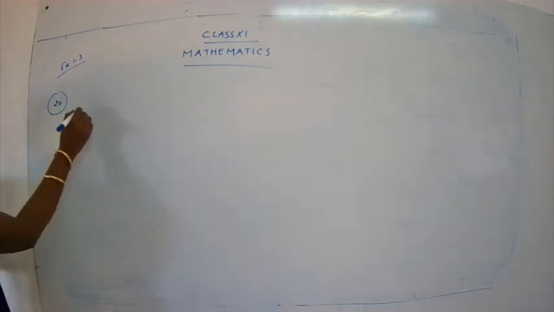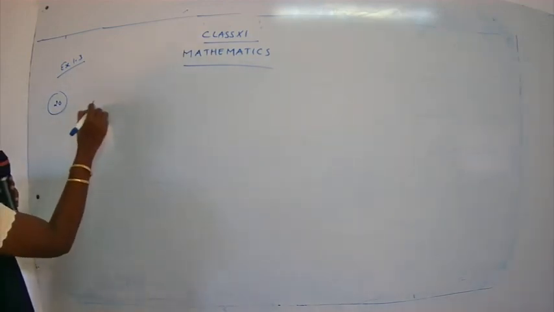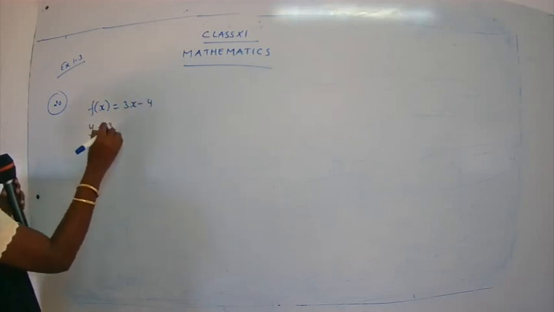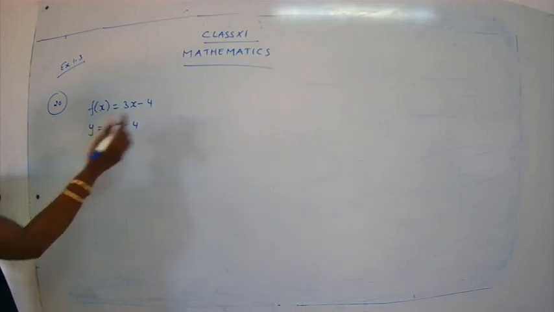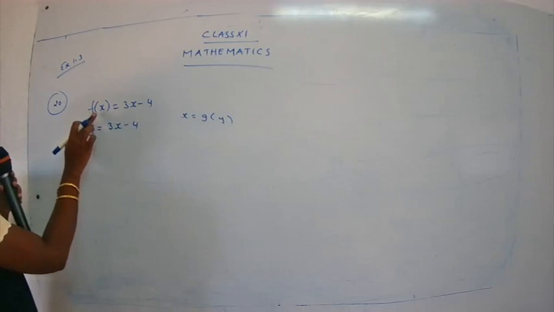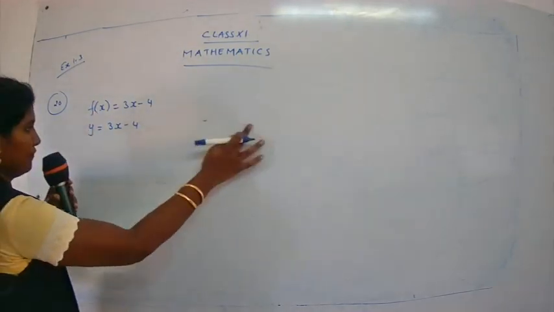Okay children. This function is given, that is f of x is equal to 3x minus 4. So we take this as y. So y is equal to 3x minus 4. So f of x is taken as y, and x will be taken as g of y. Good. So remember this step: f of x will be taken as y and x will be taken as g of y.